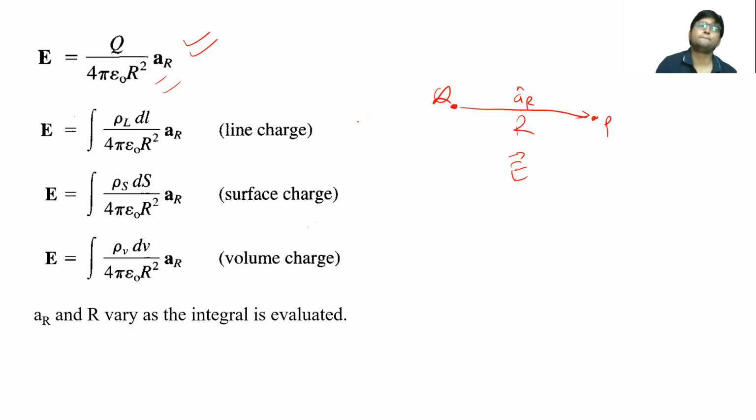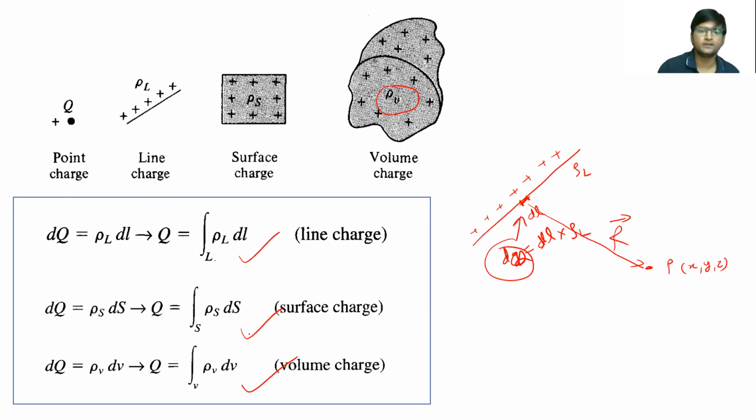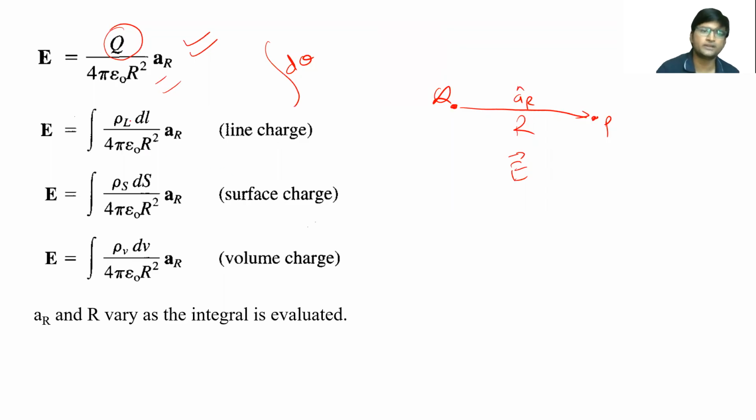We already calculated for line, surface and volume charge that the small charge can be represented as dq, and if you take the integral, you will get the expression for the full charge, right? So this is what is written here. In place of Q, you have placed different charges, represented by the integration of line charge, surface charge, and volume charge. So in the case of line charge, this Q will be represented as the line integral of rho L dl.